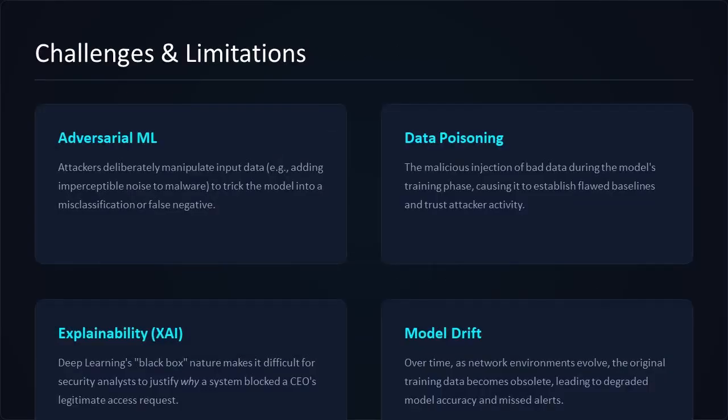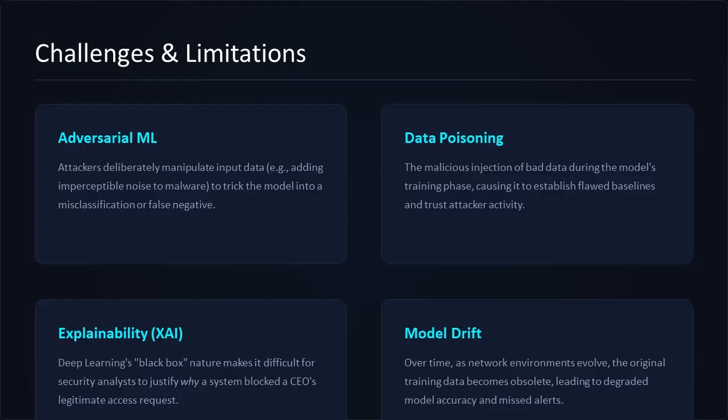Adversarial ML. Attackers deliberately manipulate input data, for example adding imperceptible noise to malware to trick the model into a misclassification or false negative. Data poisoning. The malicious injection of bad data during the model's training phase, causing it to establish flawed baselines and trust attacker activity. Explainability, XAI.